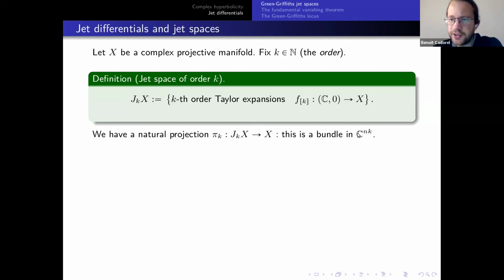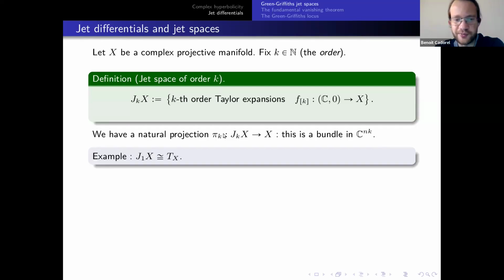Let me say that it is not a vector bundle, because if you change coordinates on X, the changes of coordinates you will have between your Taylor expansions will not be C-linear. I will maybe give more details on this in the second part of the talk. But the changes of coordinates are actually given by the Faà di Bruno formula, and so they are not C-linear, and it is not a vector bundle above X, but still a bundle in vector spaces.